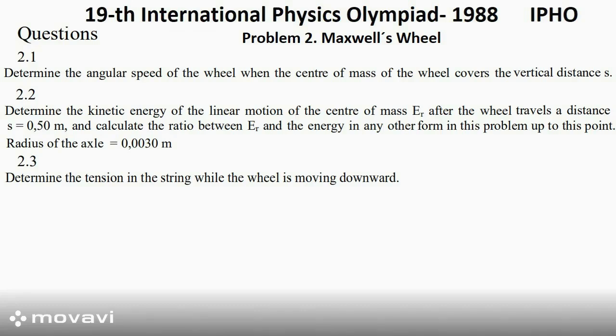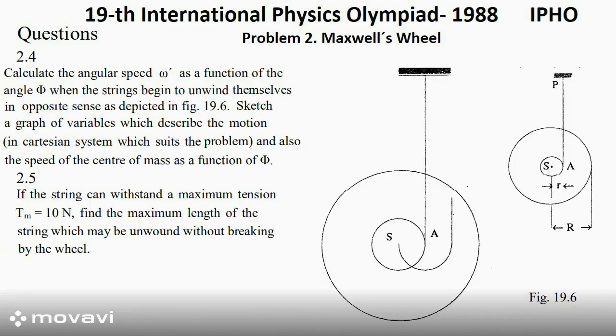Question 3. Determine the tension in the string while the wheel is moving downward. Question 4. Calculate the angular speed omega prime as a function of the angle phi when the strings begin to unwind themselves in the opposite sense, as depicted in figure 19.6. Sketch a graph of variables which describe the motion, in a Cartesian system which suits the problem, and also the speed of the center of mass as a function of phi.